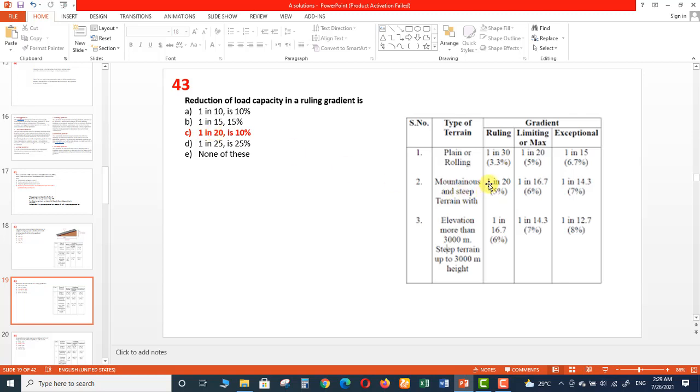So whenever there is a gradient of 1 in 20 for rolling, we can reduce the load capacity up to 10%.